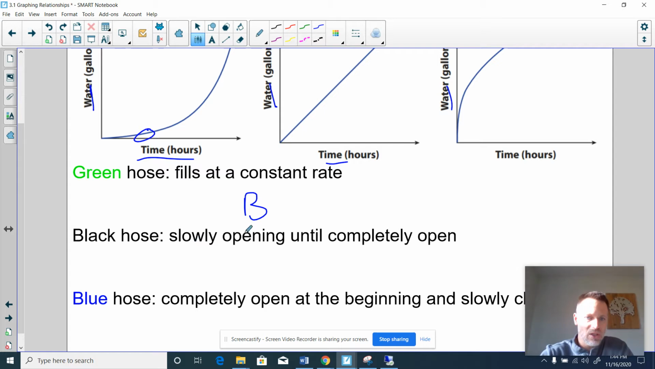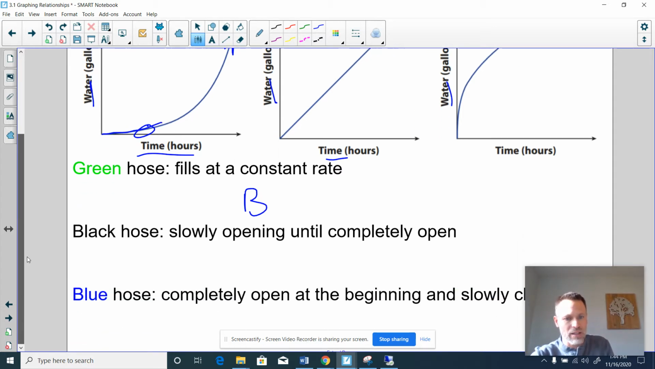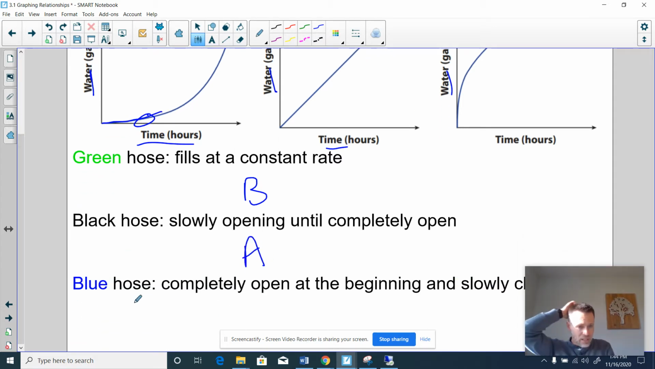Black hose, slowly opening, and then it's completely open. It's like turning the dial on your hose. It's slowly opening. It's not really coming out, and then you open it all the way. That's going to be the first graph. The water is slowly going into the barrel, and then towards the end, it's going in very fast. So that's going to be graph A. And then by default, that leaves it with C. But let's make sure it makes sense.